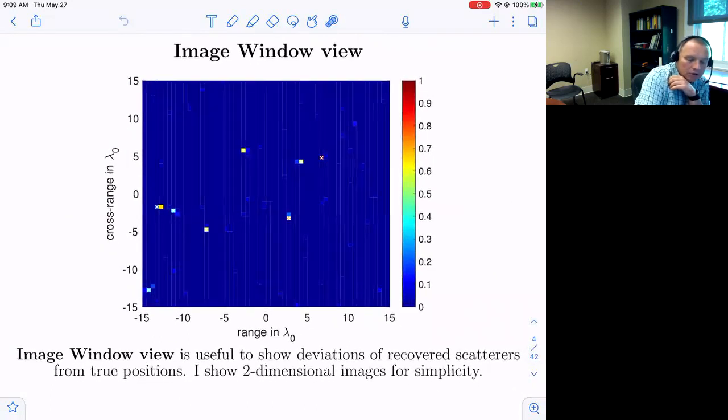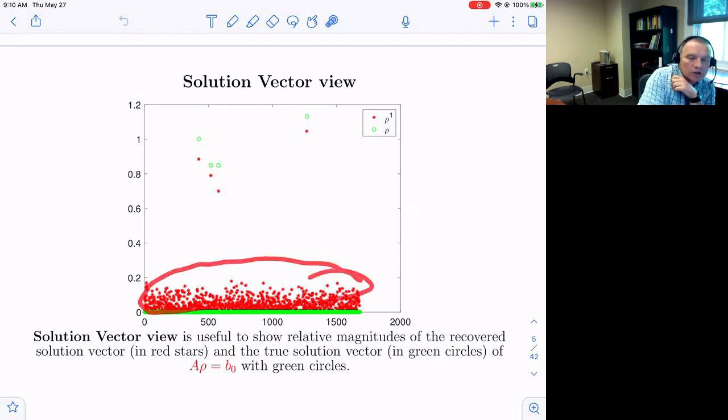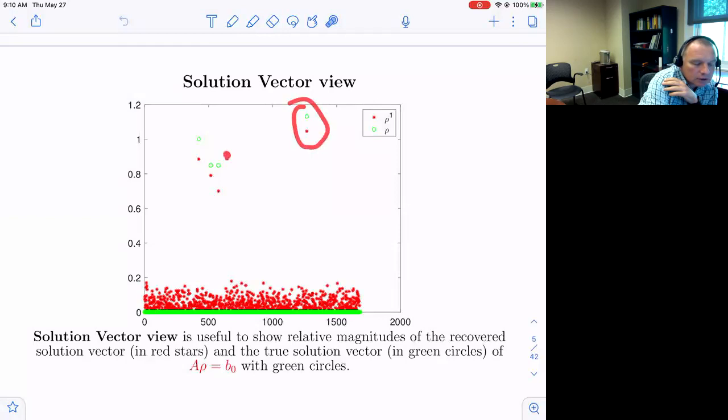I can also look at a solution vector, namely rho, the vector of reflectivities, and I can look at, for example, the absolute value of the vector of reflectivities, and see the fidelity of my reconstruction. So the solution vector for the previous image that I showed you has the following properties. You see grass sitting over here. Those are the little blue dots that you saw on the previous slide. And then here are the scatterers that you have.